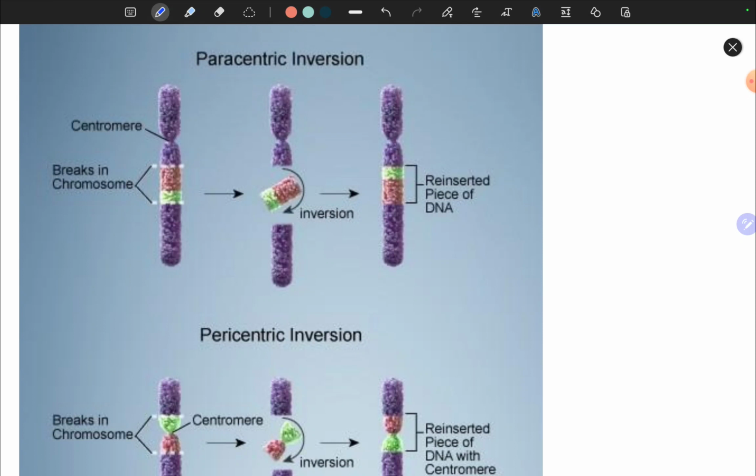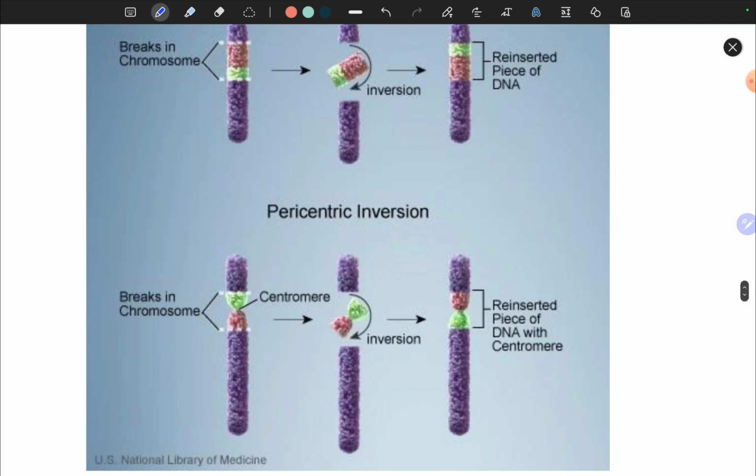This can occur in either the short or the long arm, which is called paracentric, while pericentric will occur around the centromere. So the centromere is also inverted. A very nice representing picture, you can see it here. The green is the upper part, the red is the lower part, so they are broken, inverted, and they will cause inversion. So these are also chromosomal abnormalities.